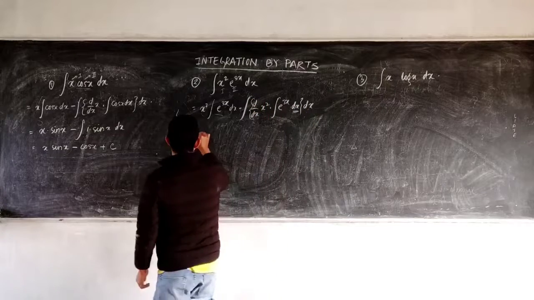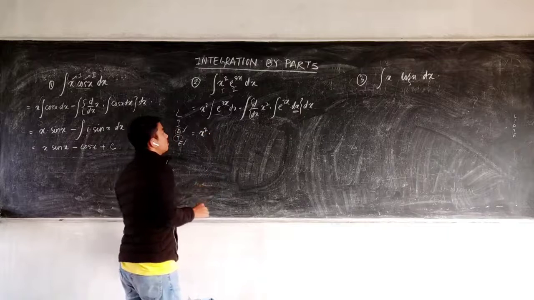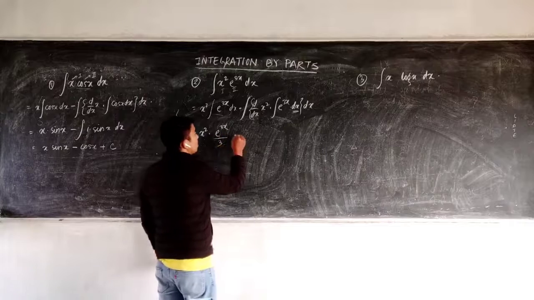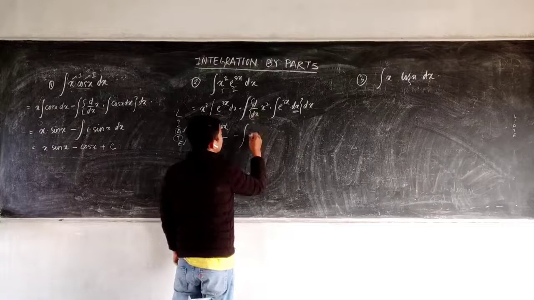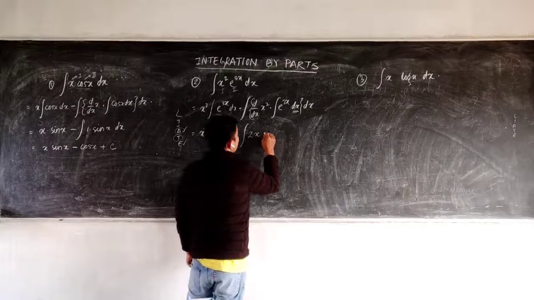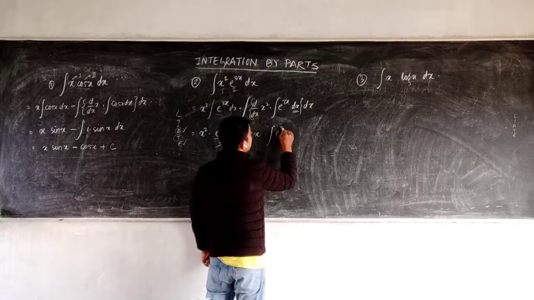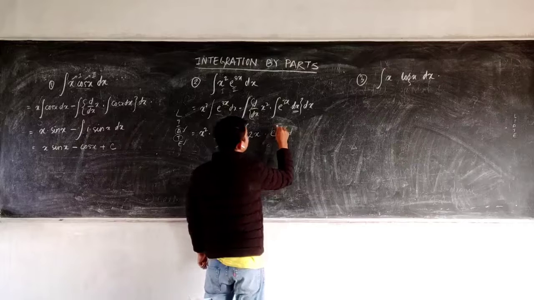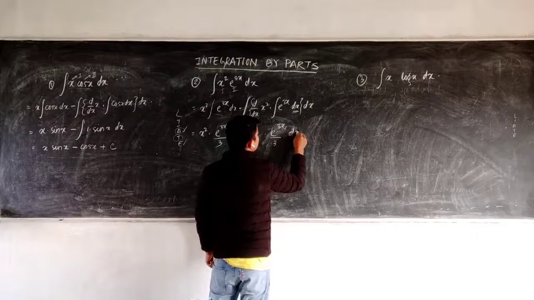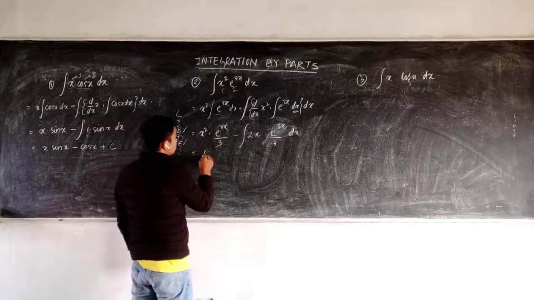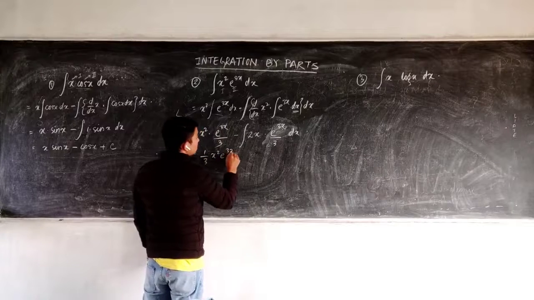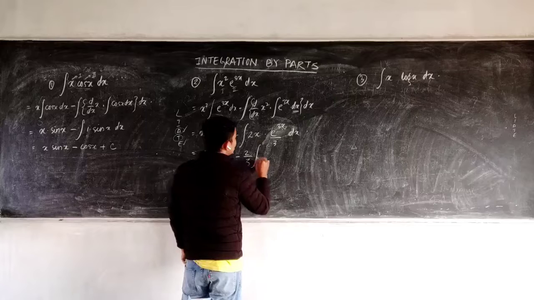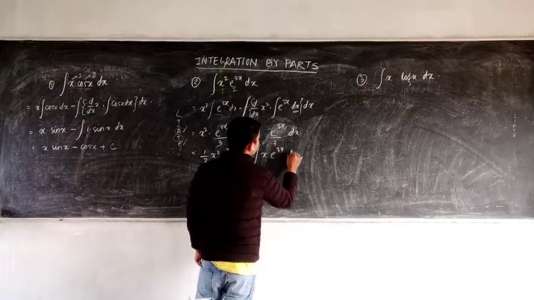So now again putting the formula, I'll get x square. Now the integration of e to the power 3x is e to the power 3x divided by 3, minus the integration of the derivative of x square, we have 2x, into the integration of e to the power 3x, which simply will be equal to e to the power 3x divided by 3, dx. Okay, so now it can be written as 1 by 3 x square e to the power 3x minus, now the constant comes outside the integral, that is 2 by 3 integration of x e to the power 3x dx.